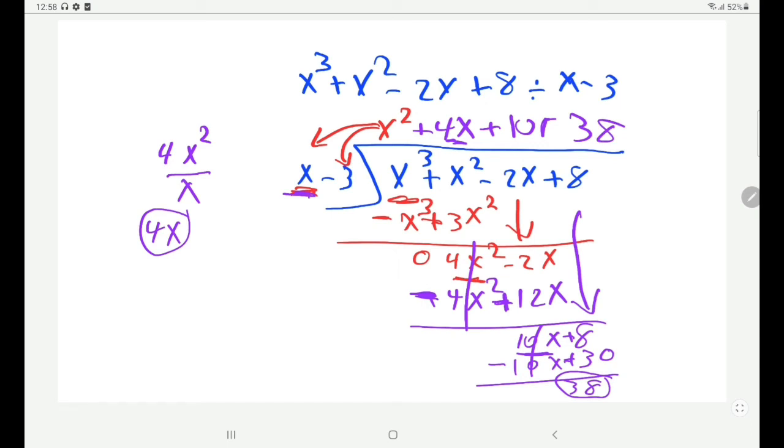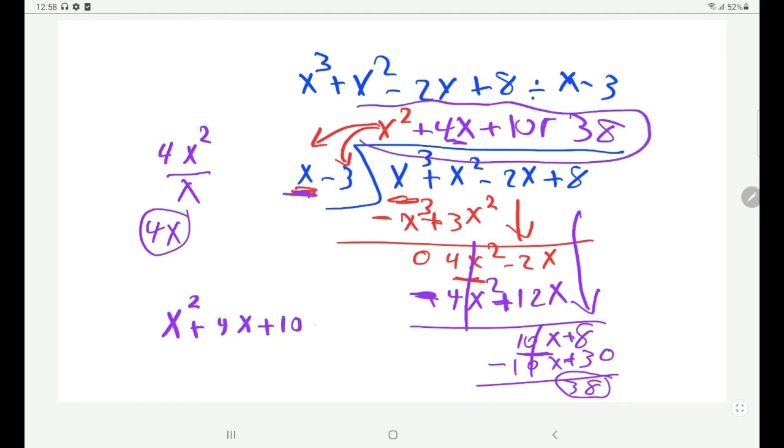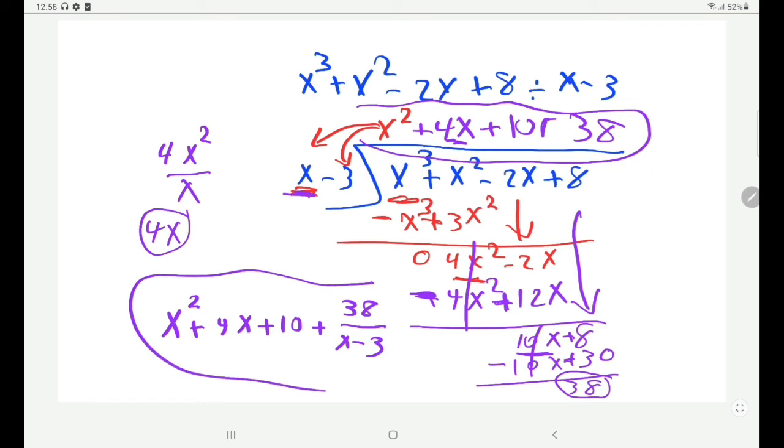38. And how do we write the answer? We write the answer like this. x squared, I get it from the top here, plus 4x plus 10, plus 38 over the divisor, which is x minus 3. Put a box around it in your answer. This is your final answer.